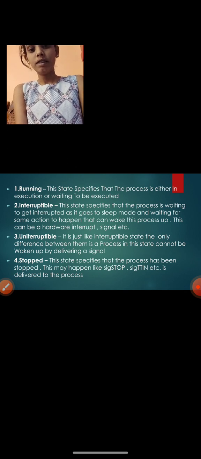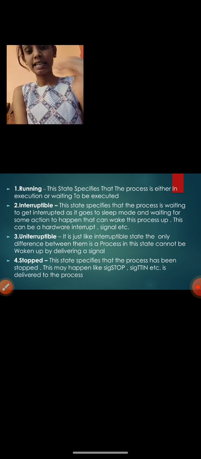Next, the interruptible state means that a process is waiting and goes into sleep mode. The process waits for some event to happen, and if that action happens, it wakes the process. This can be hardware, for example, a hardware interrupt signal, etc.